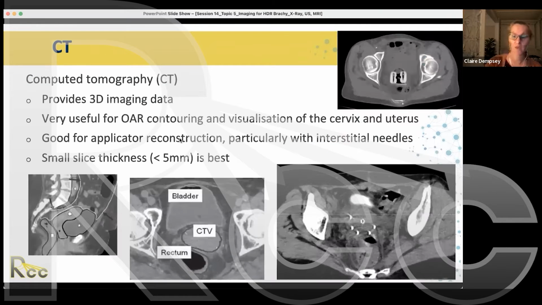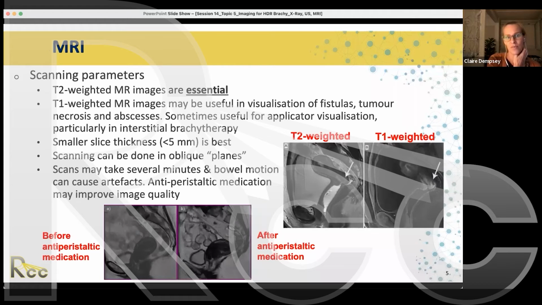So in terms of the parameters that you might use when you have an MRI of your patient, there are different image types that you can use. So with MRI being the gold standard for brachytherapy, the T2 weighted MRI images are what is considered to be essential as part of MRI imaging for brachytherapy. So the T2 weighted image set is what you would do your treatment planning on.